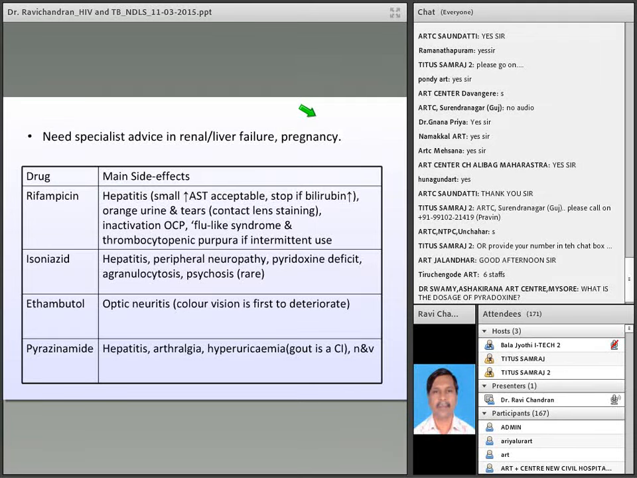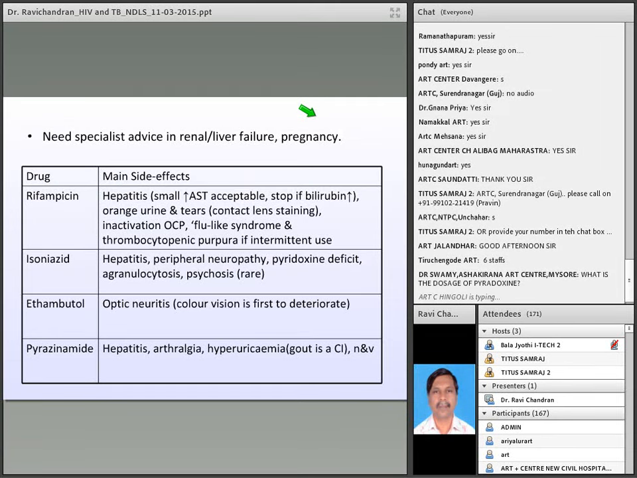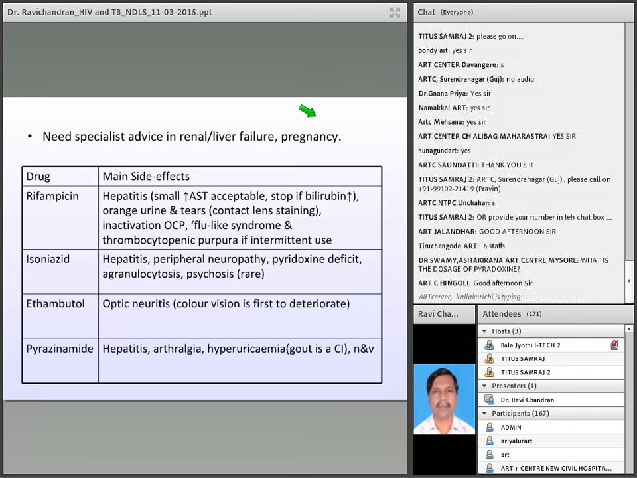Optic neuritis is the complication or side effect of ethambutol therapy. Hepatitis, arthralgia, hyperuricemia are the side effects of pyrazinamide. And gout is a contraindication for pyrazinamide therapy.